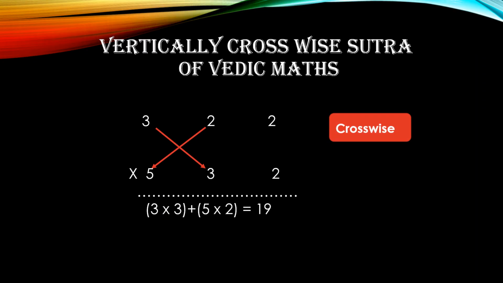Now we apply the sutra crosswise. That is, we multiply 100 place digit with tens place digit of second number, crisscross multiplication, and multiply 100 place digit of second number with tens place digit of first number. 3 multiplied by 3 is 9, and 5 multiplied by 2 is 10. 9 plus 10 we get the number 19.